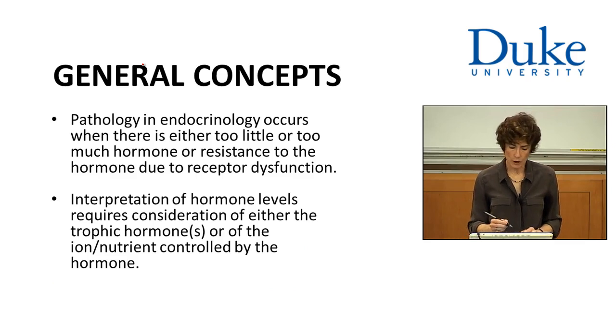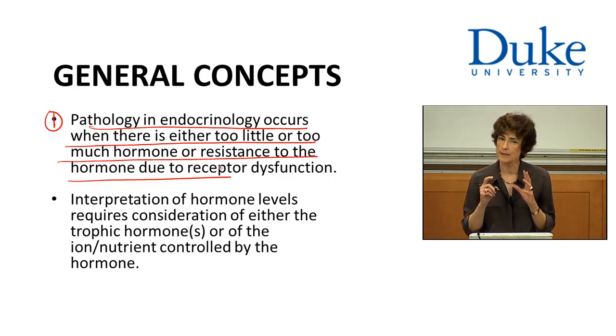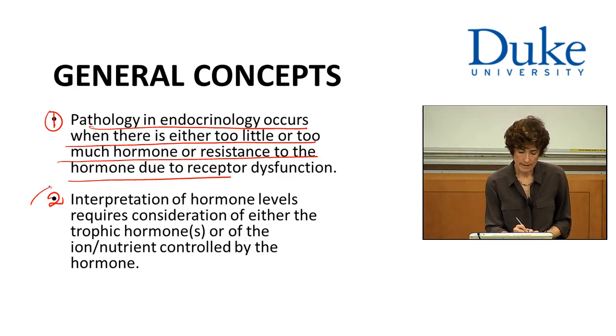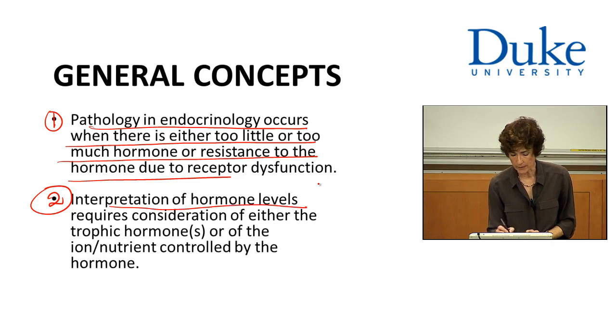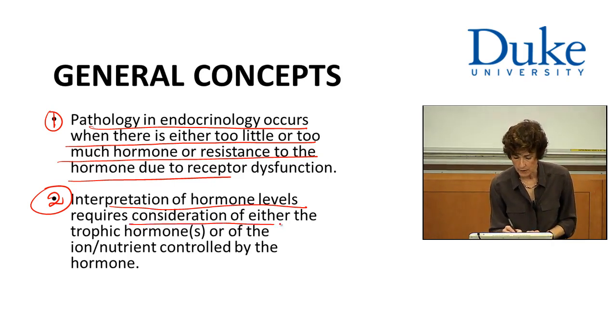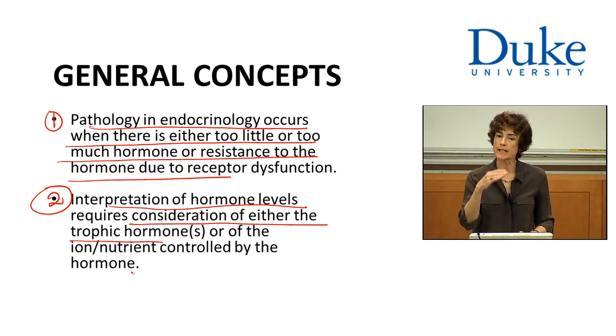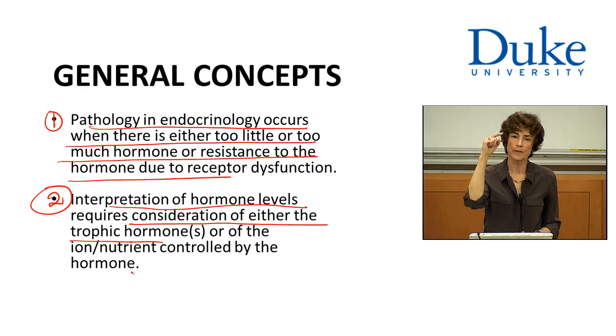All right, so what are our general concepts? First of all, pathology in endocrinology occurs when there is either too little or too much hormone, or we have a resistance to the hormone due to receptor dysfunction. Secondly, we can interpret the hormone levels, and as we're interpreting them, we have to consider the trophic hormones that are above it and or the level of the nutrients which are controlled by the hormone. And in the case of a complex negative feedback loop, we have to consider all of the hormones within that loop as to whether or not they may be the problem.